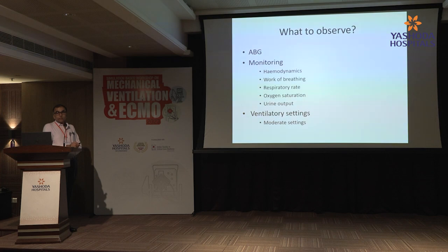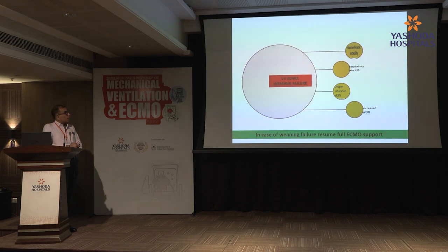What to observe? We look at the blood gases. We look at the hemodynamics, that there is no fluctuation. We look at the work of breathing, that there is no increased work of breathing. The patient is not tachypneic, rate is less than 35. Maintaining oxygen saturation more than 88%, and there is no change in the urine output as well. That suggests, because there is always organ crosstalk, there is decreased urine output if we are putting unnecessary stress on the lungs. Ventilatory settings should be on the moderate setting.